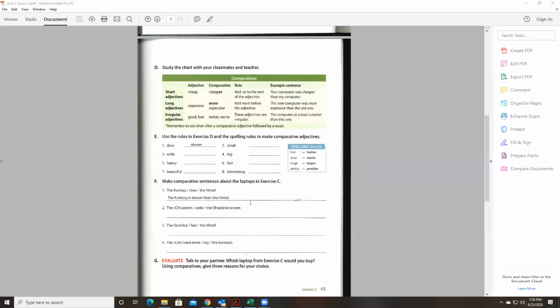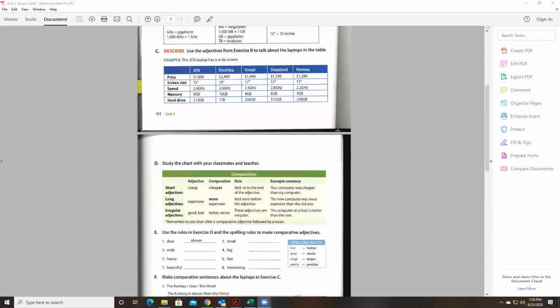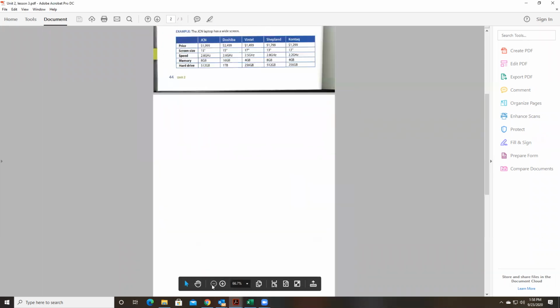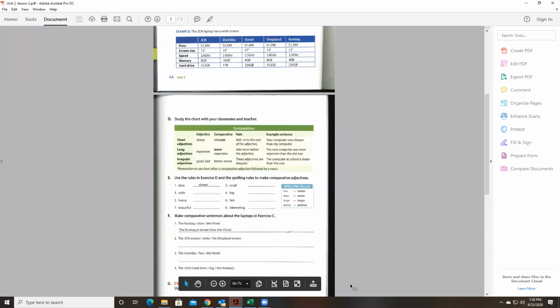Let's see, I'm going to have to clear it so I can scroll back and forth. Okay. I wonder if I can make it smaller. Okay, we can kind of see both.